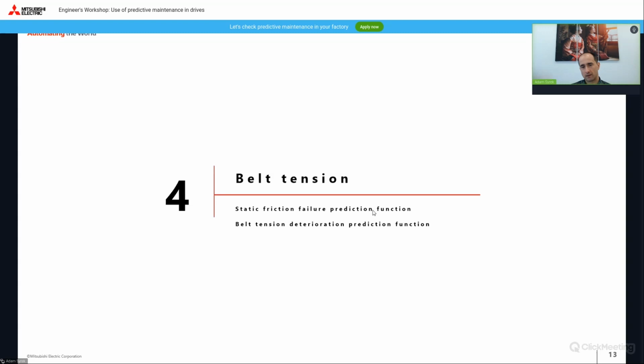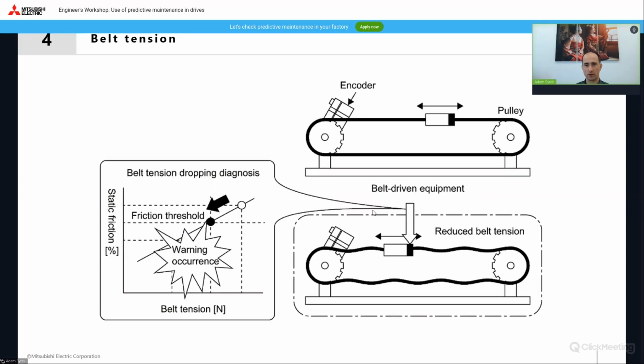And we can also estimate the static friction. The static friction is useful for judging the belt tension. So it's the next topic that I would like to talk about. If we talk about the belt tension, we talk about the static friction, because there is some correlation between the static friction that is estimated by the amplifier and the tension on the belt. So if the tension is higher, the friction is also higher. And based on this mechanism, we can judge if the tension of the belt is correct or it is reduced.